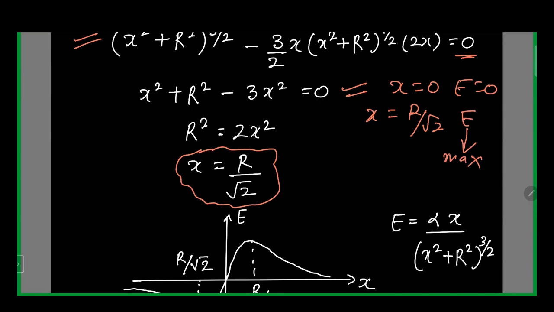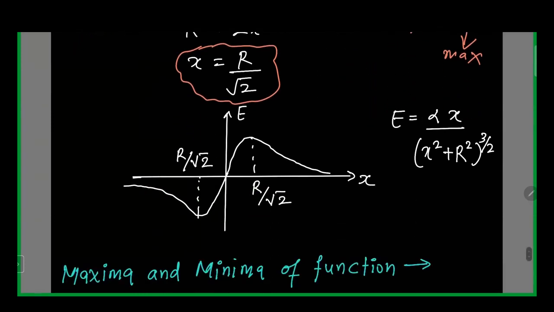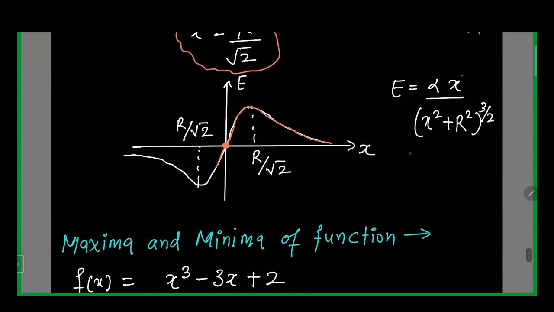Okay. Now let's plot this graph based on this information. I will start from x equals 0 and increase till r by root 2. At this point, my electric field is maximum. It means after this, my electric field has to decrease. I can make the same graph on the negative side. If you put x equals minus x, you will get minus x divided by x square plus r square power 3 by 2. So it is the same graph, but on the negative side. The only thing is it will be negative.